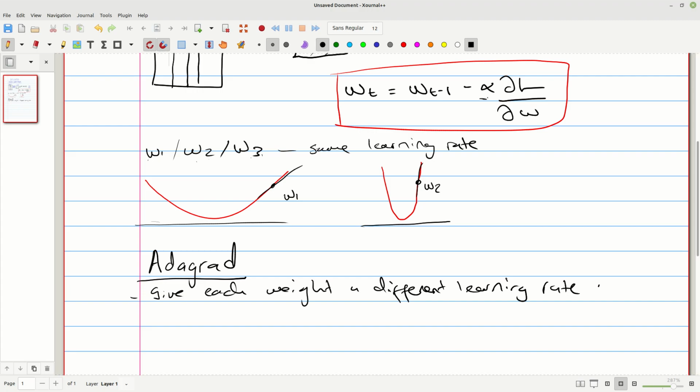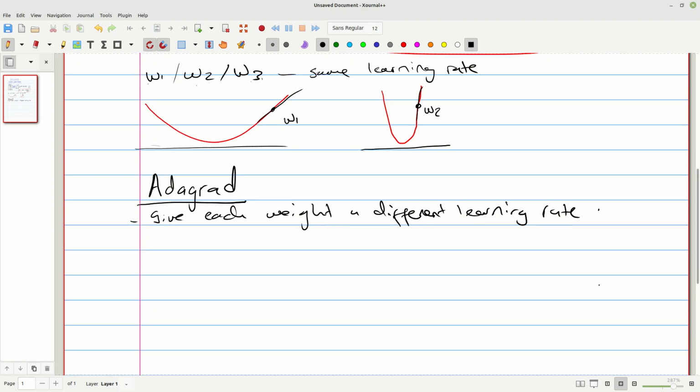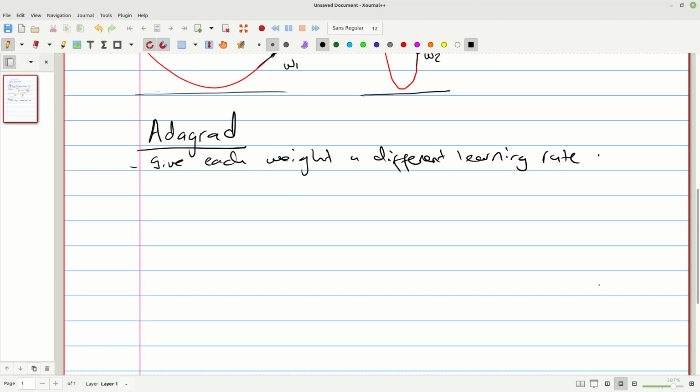Because some of the features we have are going to be sparse, meaning maybe they're mostly zeros with a few non-zero entries. And some of them are going to be dense, maybe with no zero entries, mostly non-zero entries. And so we should give them different rates of learning for good optimization. So how do we do that? Adagrad suggests modifying the learning rate in the following way.